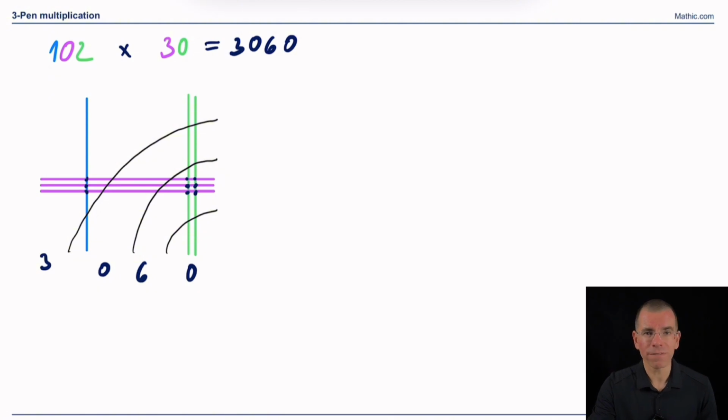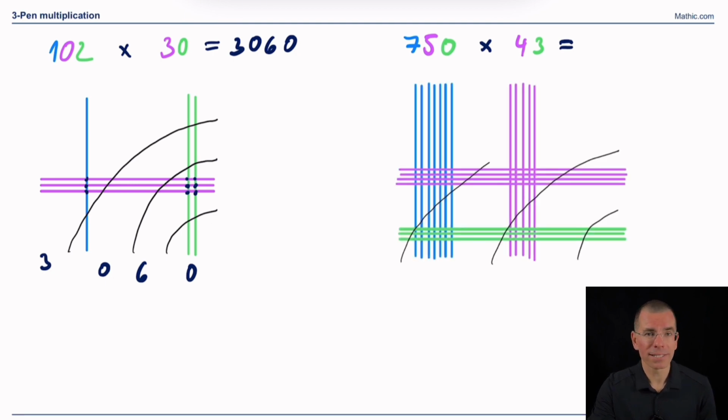Let's try one more difficult example of multiplication of 750 times 43. Once we draw the supporting lines, we realize that there are no green lines for number 750. Last digit of the final result will be therefore 0. Next, at the 10th digit, total number of intersections is 15. So we write 5 as the second last digit in the final result, keeping in mind number 1.